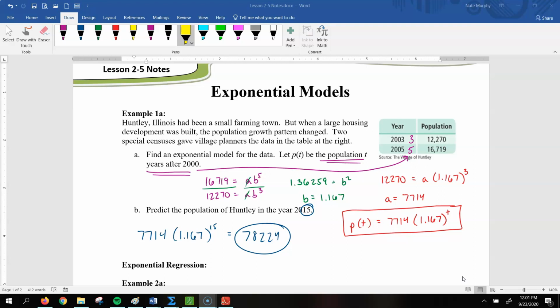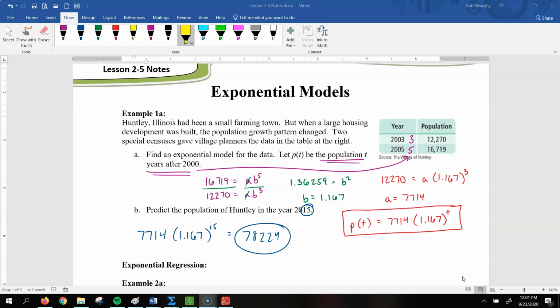Now, in part A, it says find an exponential model for the data. Let P of t be the population t years after 2000. Okay, so for the time values that we're going to be using here, we want to use the years after 2000. So instead of the year 2003, to make this a smaller number to work with, we're going to change this to be 3, because that would be 3 years after 2000. And 2005, obviously, would be 5 years after 2000, so we're going to use 5 there instead.